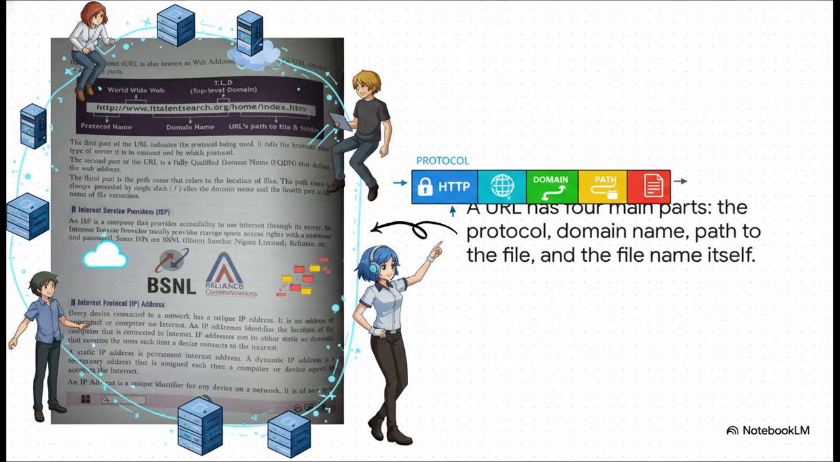Every website has a unique address, called a URL. Think of it just like a mailing address. The protocol, like HTTP, is the type of mail service. The domain name is the city and street name, like google.com. The path is the house number, and the file name is the specific room inside that house you're looking for.